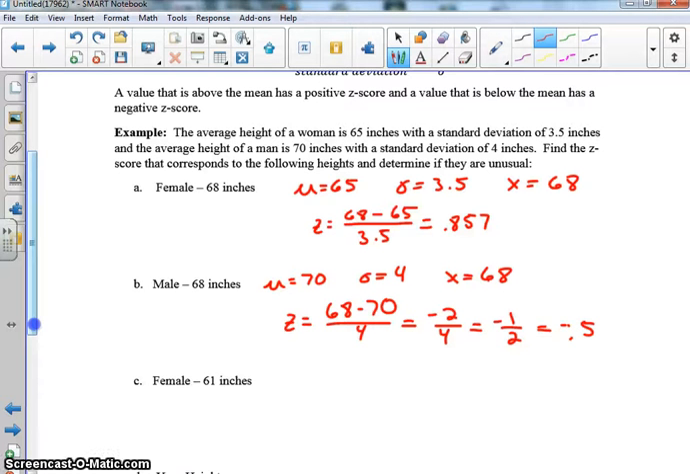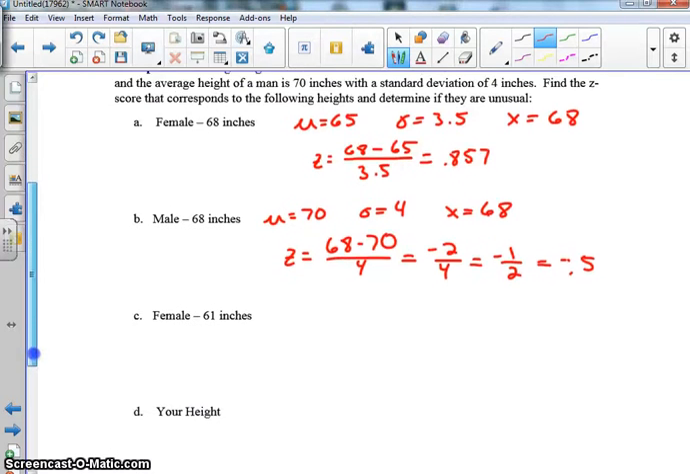We talked again yesterday about being unusual. Anything more than 2 or 3 standard deviations away is going to be really unusual. So these first two people, pretty normal. The female, a little above average, nothing unusual. The male, a little below average, nothing too unusual.